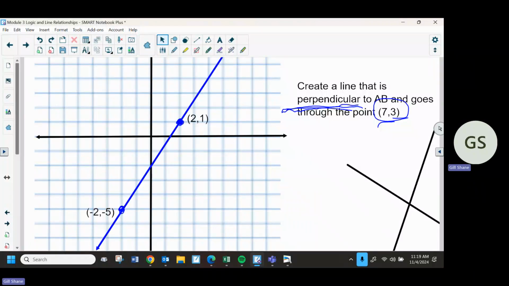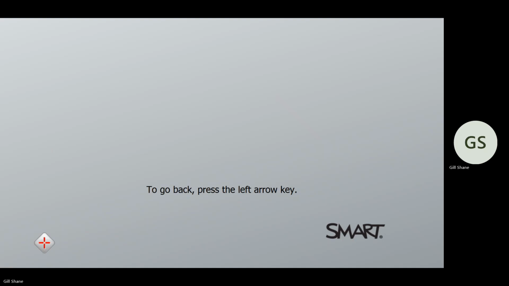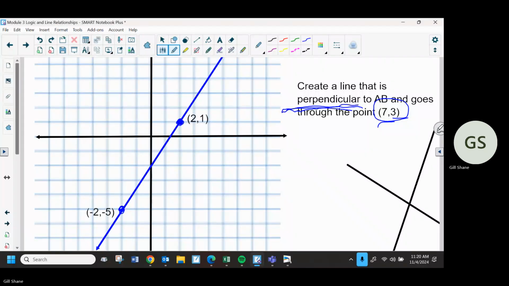Is anybody still writing those two points? All right. So my board. It's about the 7th time I've done this now. So I'm going to do it the same way I told you to do it.